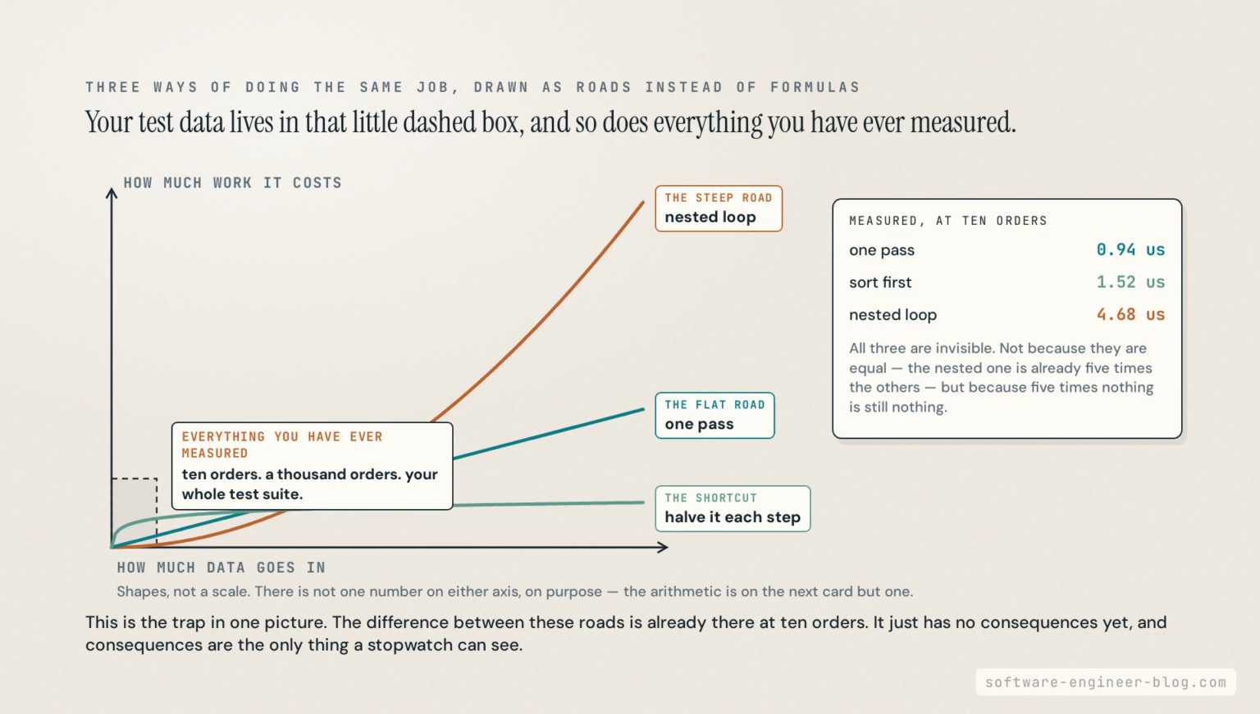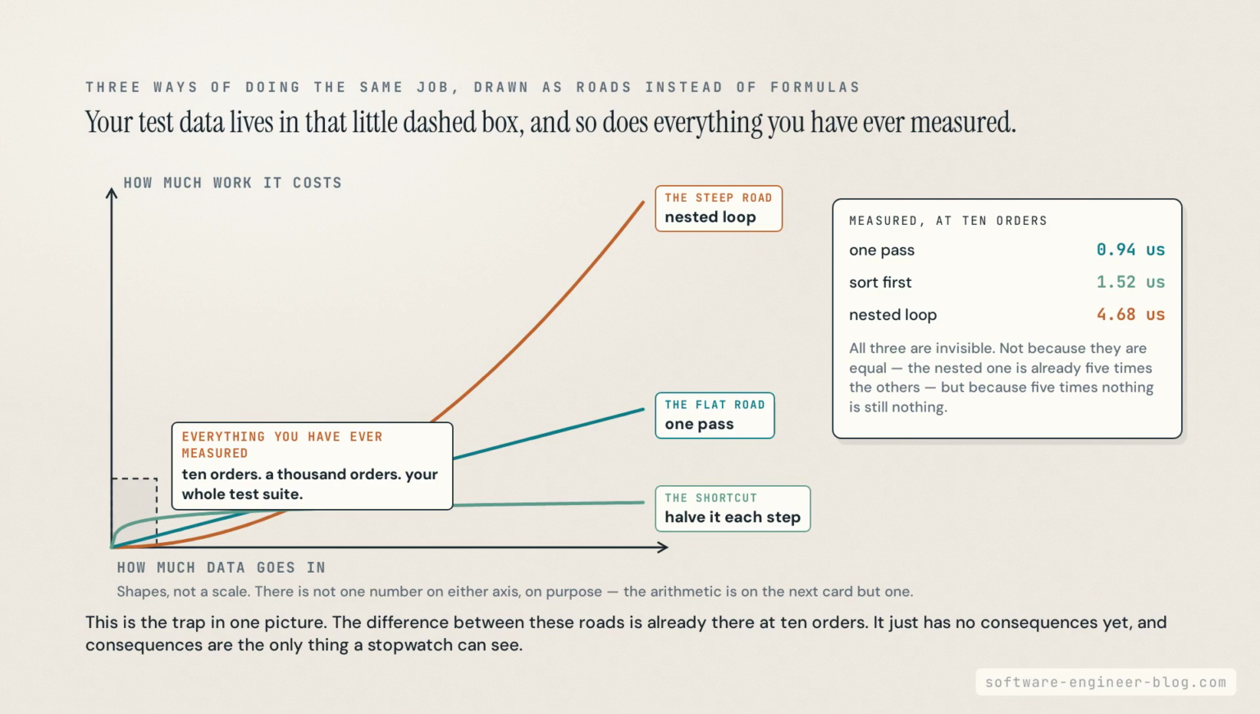Now look at the small dashed box at the bottom left. That box is 10 orders. It is also 1,000 orders. It is your entire test suite and every measurement you have ever taken. Here is what the stopwatch says inside that box, measured. One pass, 0.94 microseconds. Sort first, 1.52. The nested loop, 4.68. And now notice something people get wrong.